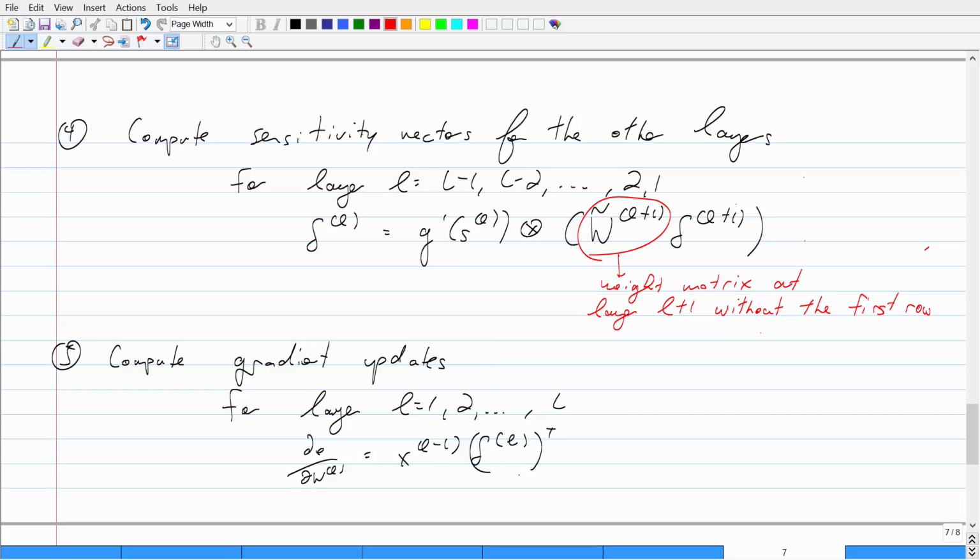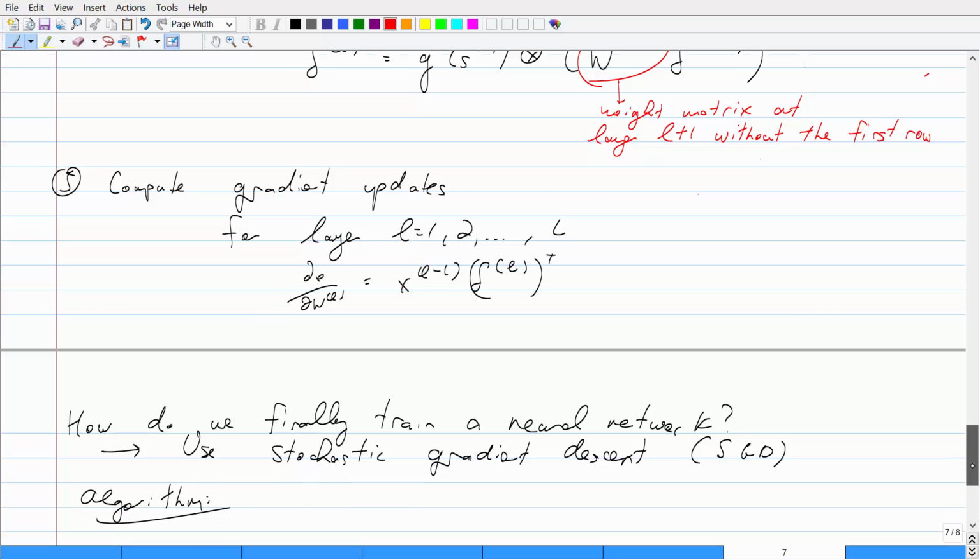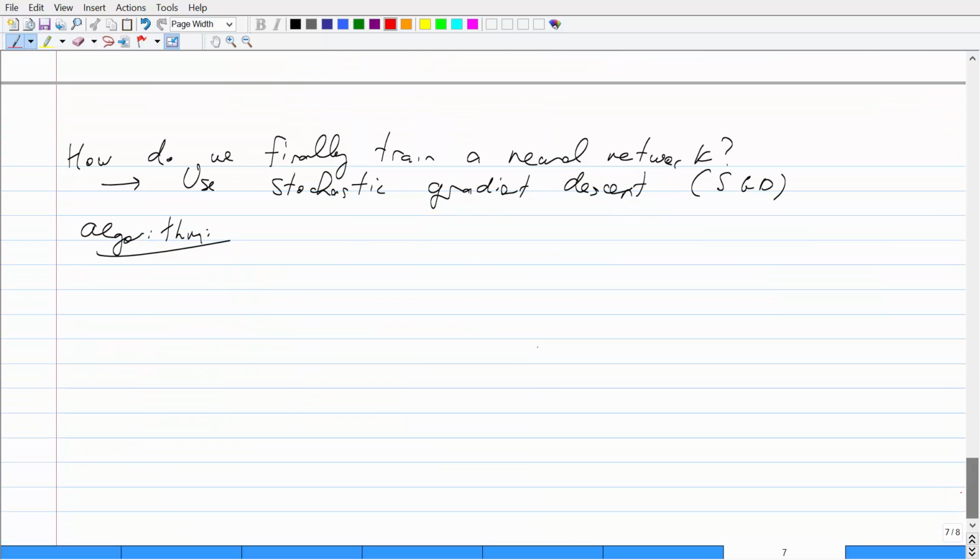So what you're doing is, for every single neuron that you have, you're calculating what the gradient update would be. So for each layer, you're calculating the updates by outer product, matrix vector multiplication. So you take the outputs that are coming from the previous layer, multiply that with the sensitivity vector transpose, which will actually give you a nice weight matrix that you can use to update. Okay, so that was a nice little summary.